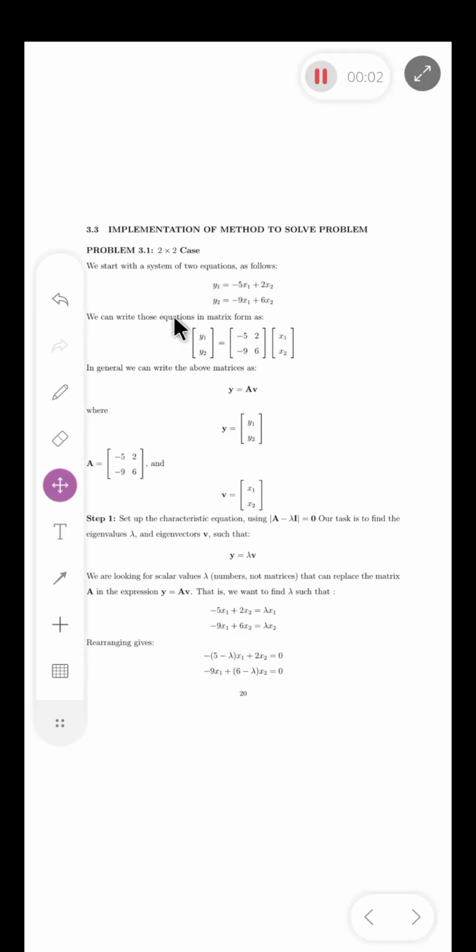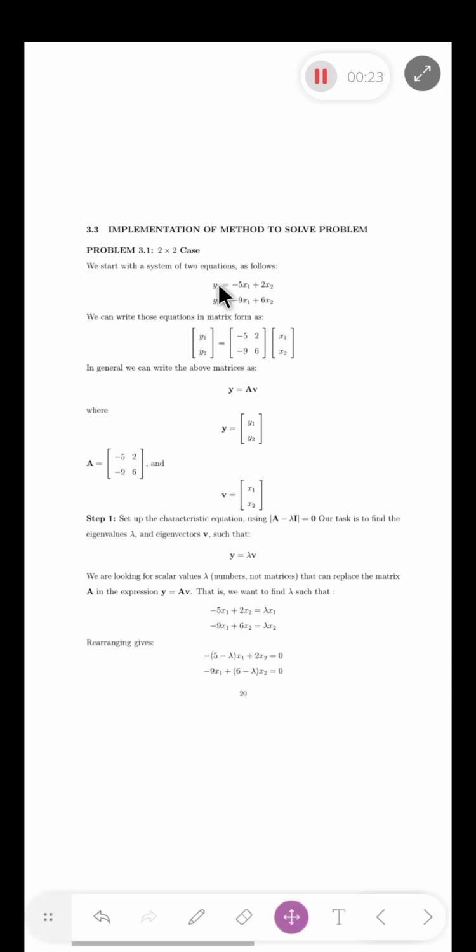Now, I want us to consider this particular implementation of the method to solve a problem. We are making use of the algorithm to solve this particular problem, and the problem we want to consider here is a 2 by 2 matrix. Considering this problem, we are given a system of two linear equations.